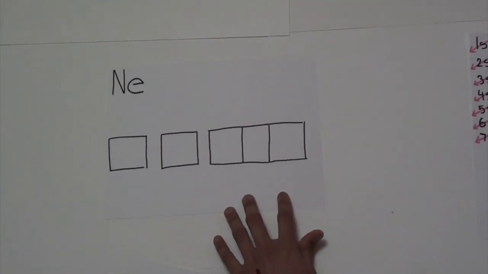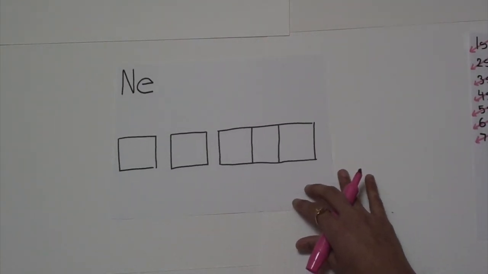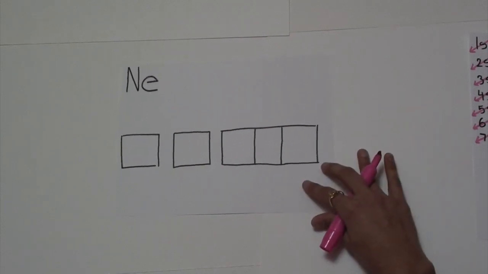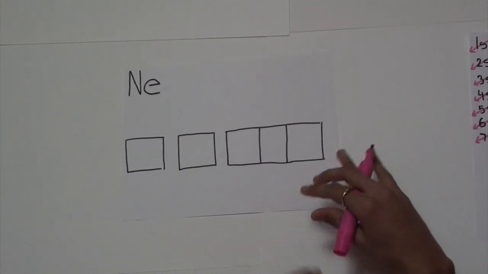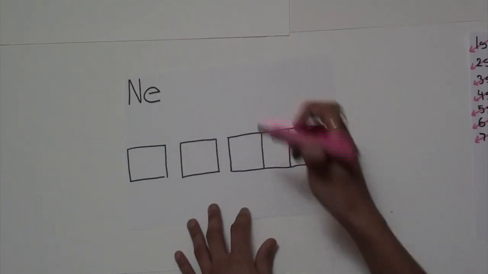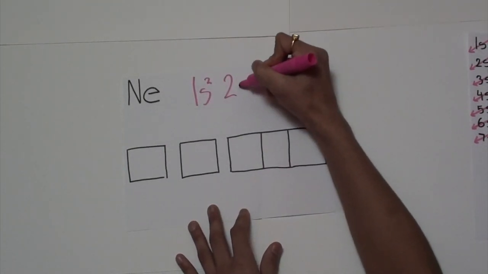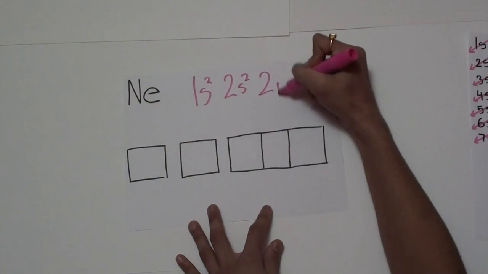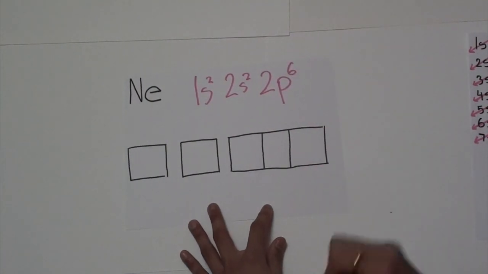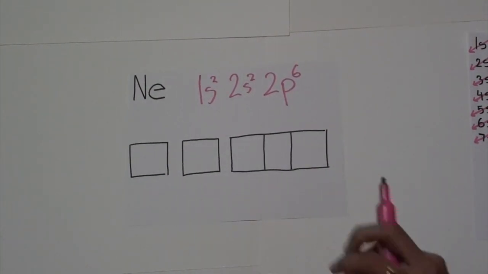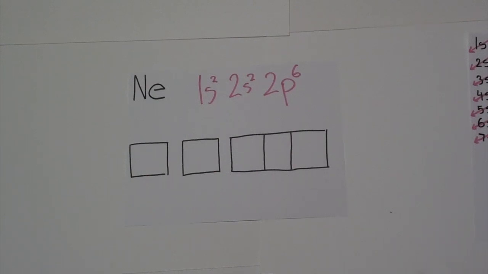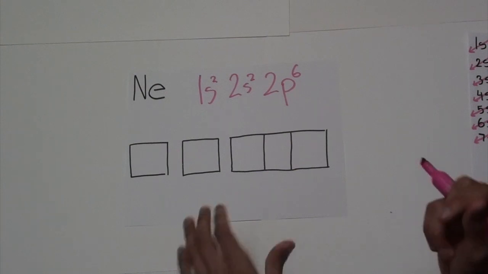Now, for the next example, neon, I want you guys to pay attention very close because this is where it gets a little bit confusing. Neon, we know, has 10 electrons. So your electron configuration is going to be 1s2, 2s2, and 2p6. Notice how your p orbital is going to be full in this example. So I want you guys to pay attention to how I fill this orbital out.